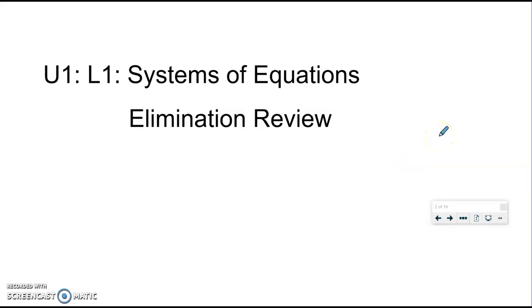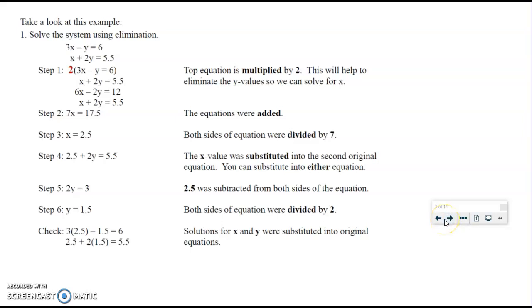Alright guys, so we are looking at systems of equations in this first section. Today we're going to review the idea of solving systems of equations through elimination. You did this a little bit in Algebra 1, so this should be pretty familiar to you. I just want to walk through the process of solving a two-variable system of equations. Okay, so here's an example.